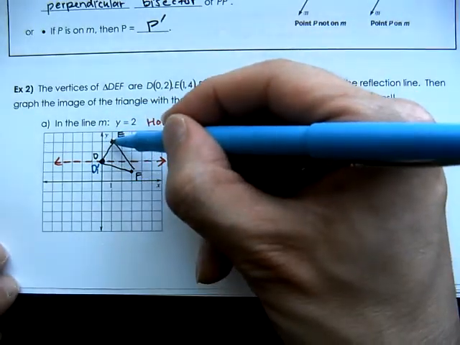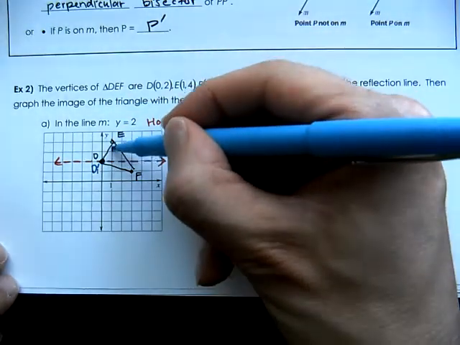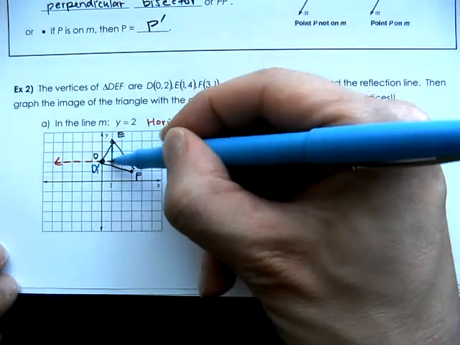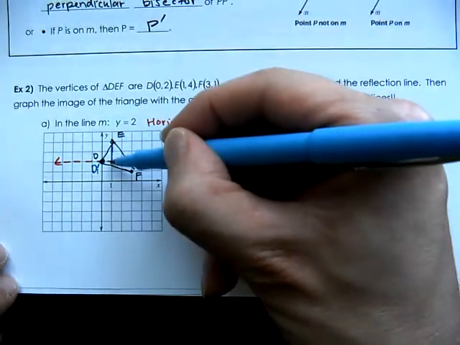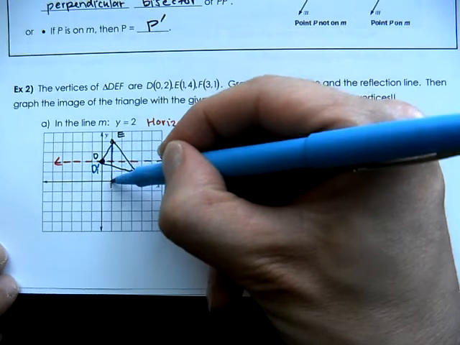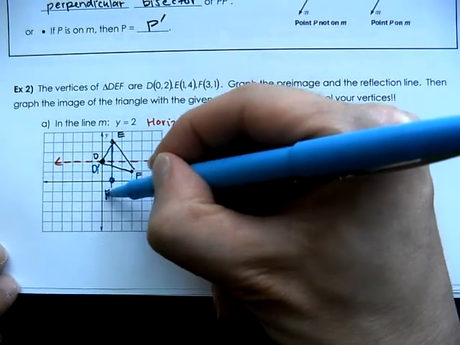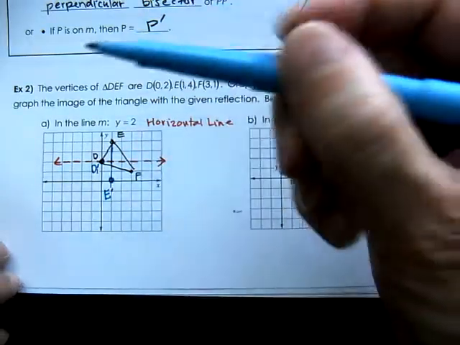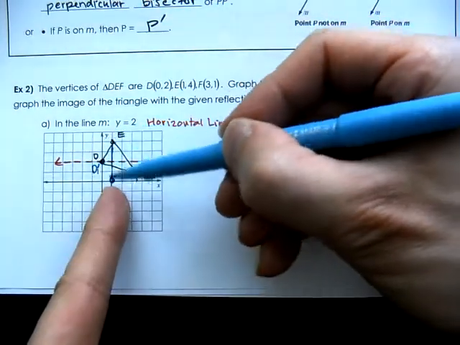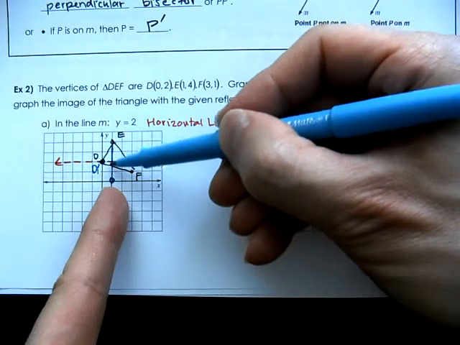Take a look at point E. You count this distance. This distance is 2 units above the line of reflection. So count 2 units below the line of reflection. 1, 2. There it is. That's E prime.